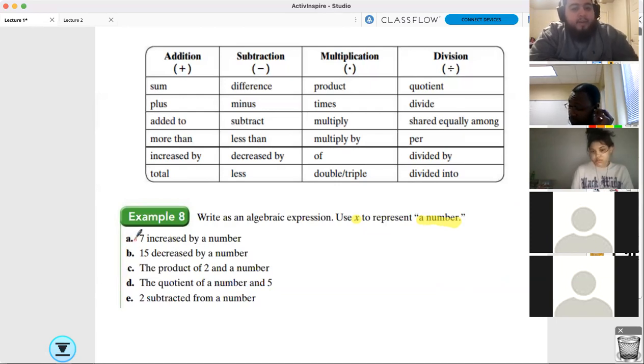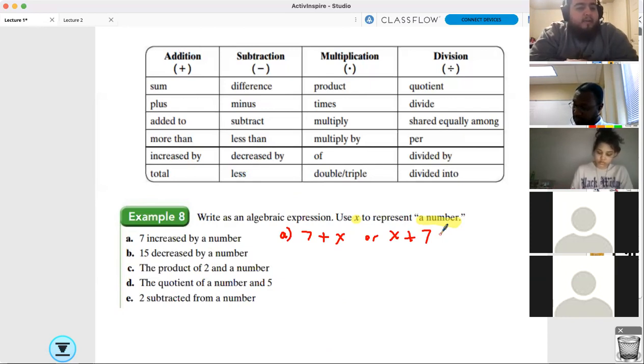So look at example A. 7 increased by a number. 7 is increased by, which is addition. So it's going to be plus a number, which is what letter? X. 7 plus X. Another way to have written this is X plus 7, because the order of addition does not really matter, right? 2 plus 3 is the same thing as 3 plus 2, correct?